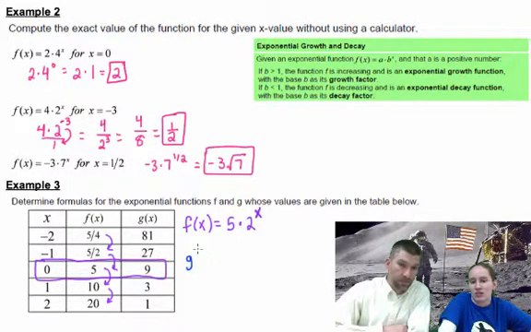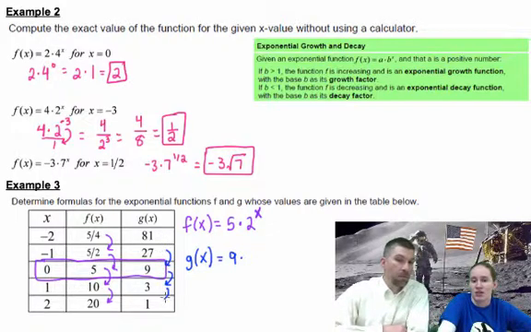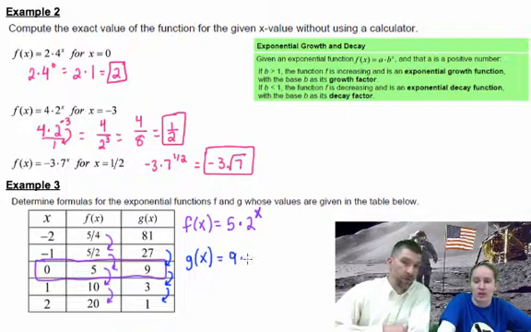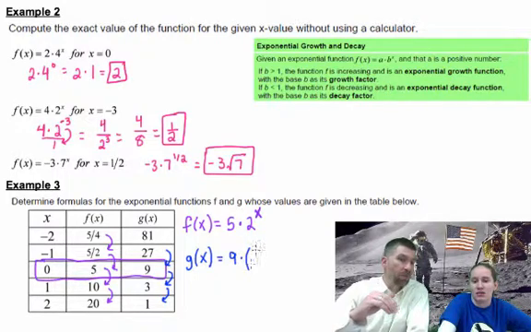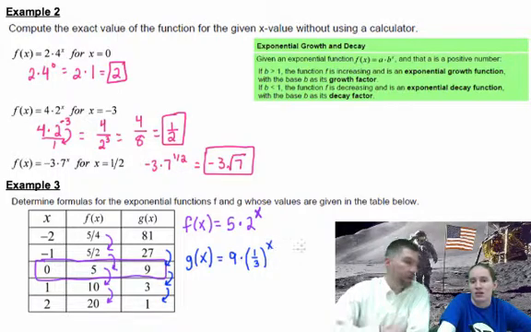Let's try g. So the initial value is 9. And then this one's maybe a little bit trickier. What do we multiply by? You're multiplying by 1/3. When you divide by a number, you multiply by its reciprocal. In this case, we need the fraction. So that's 1/3 to the x. It's mathematically correct to put that in parentheses, because all of it is to the x power, not just the 1 and not just the 3.